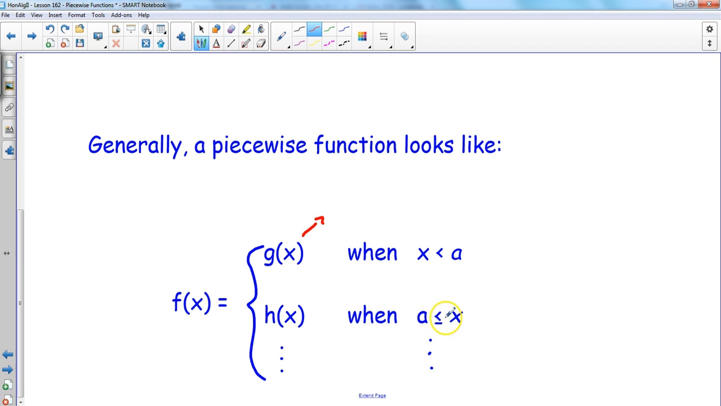So when our x is greater than or equal to a. And then we can have a bunch of different rules. So we can have 3 or 4 or 5 or infinite, maybe not infinitely many, but a bunch of different rules here. So generally, these are what piecewise functions look like. They're just defined by multiple rules based on what x value you're plugging in.